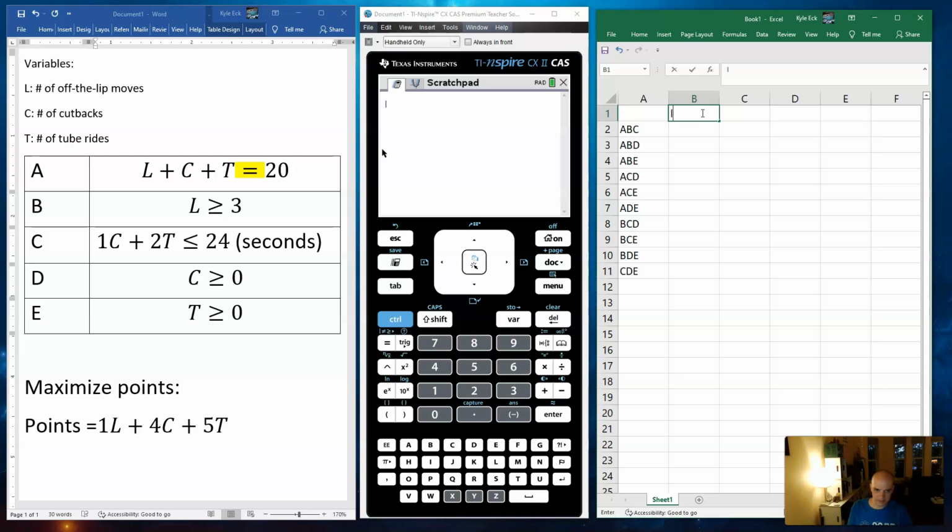I'm going to label my columns: lip moves, cutbacks, and tube rides. I will use these other columns, but we'll just leave them alone for now. And I'm just going to record my solution points in each of these spaces.